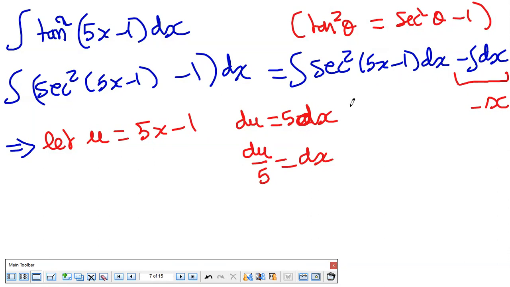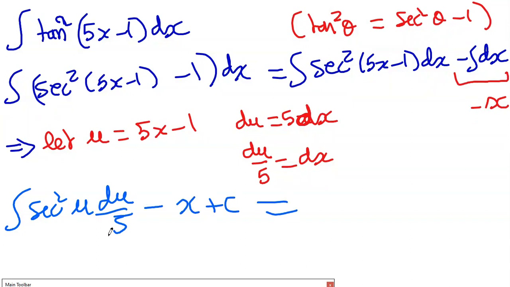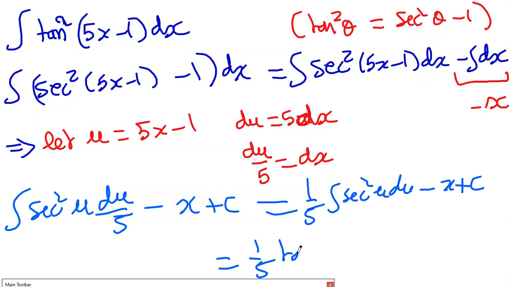So I need to change the variable. So let u be 5x minus 1. What's going to be du? 5 dx. So instead of dx, I will write du over 5. So what do I have here? I will have integral of secant squared u du over 5 minus, here already we did it, x plus c. Now the over 5, I can put it outside. It's going to be 1 over 5 integral of secant squared u du minus x plus c. What is the integral of secant squared? It's tangent. So it's going to be 1 over 5 tangent. And directly, what is u? I can replace it: 5x minus 1, minus x plus c.